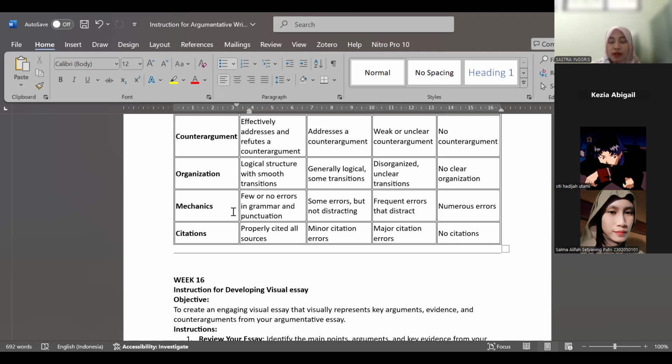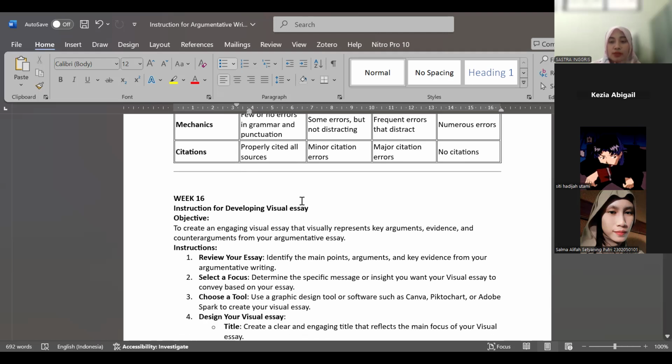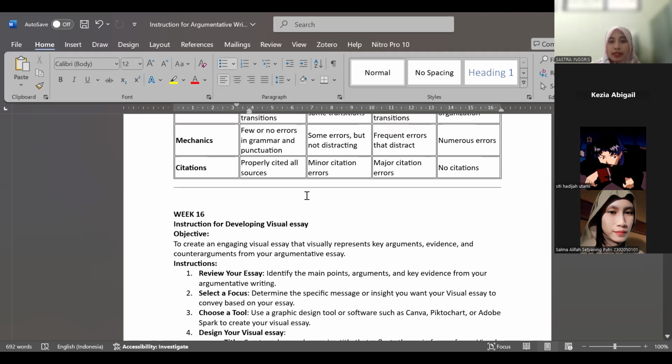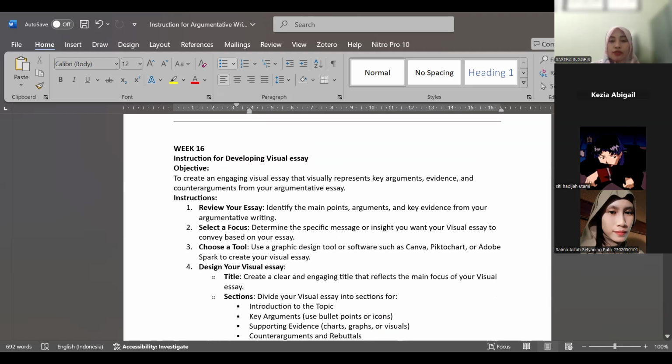Yeah, so you need to be very, very precise in checking the errors. And then don't forget the citations, because you have collected data from particular sources. So do not forget to mention the source.